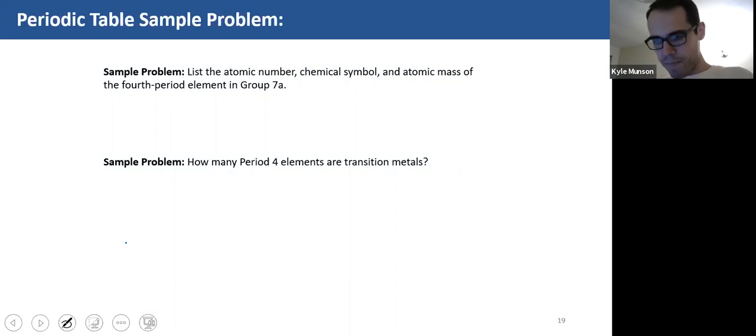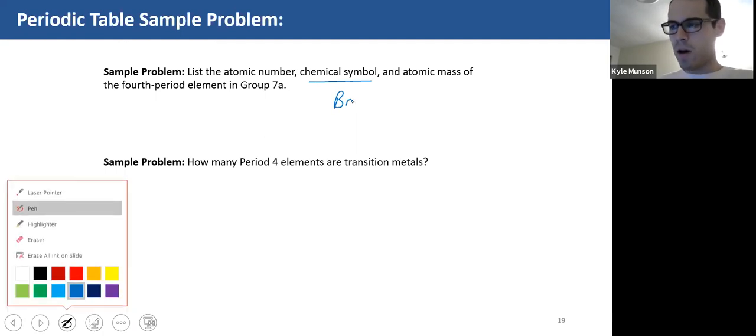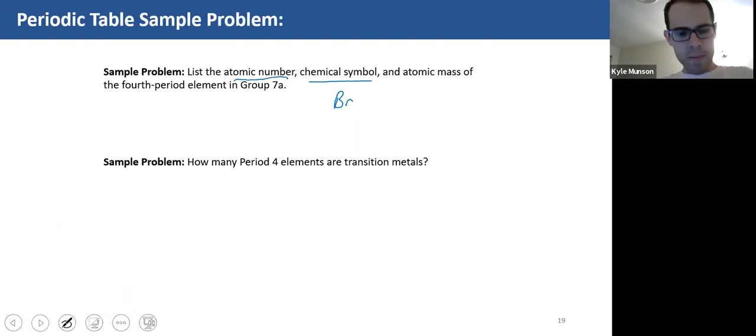Okay. And let's see, the fourth period, that's the fourth row. So 1, 2, 3, 4 rows down, go over to 7A. I see that the chemical symbol here is Br, B lowercase r, for bromine, okay? Its atomic number, well, that's listed on the top of the periodic table, 35, okay? And its atomic mass is listed at the bottom for that element, 79.90, okay? So again, this is just getting familiar with our periodic table.